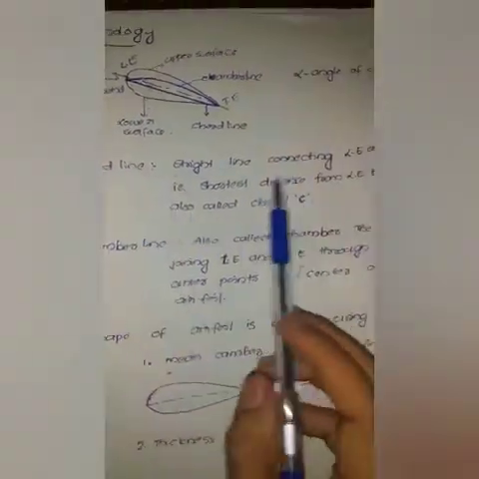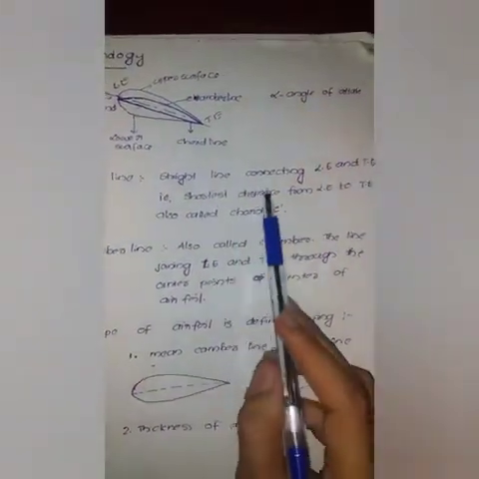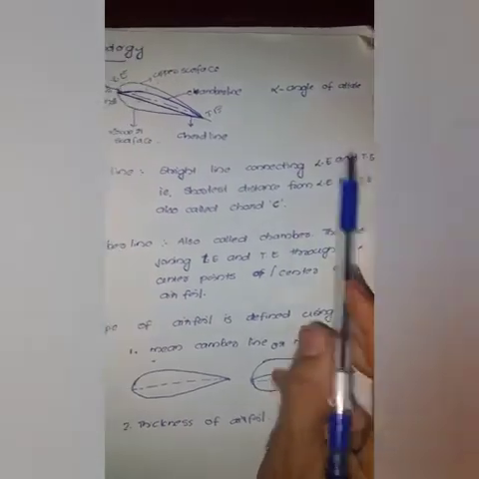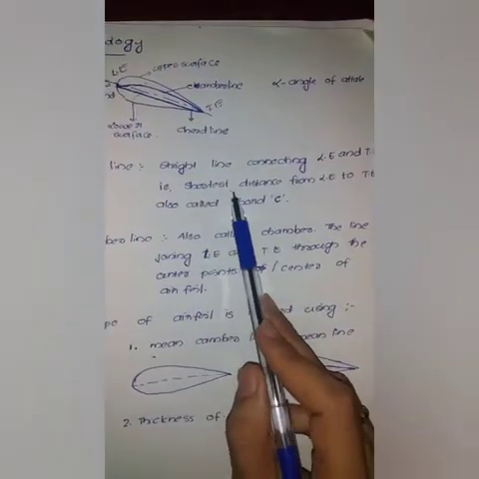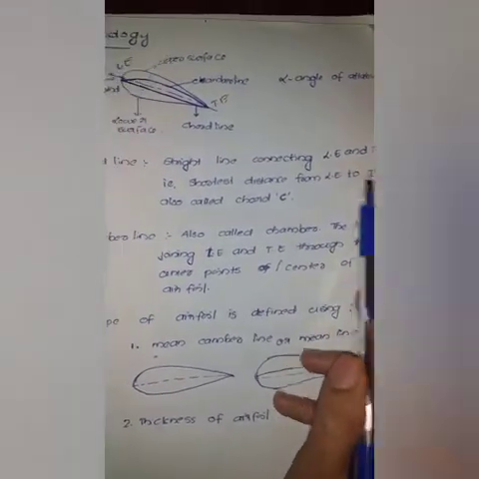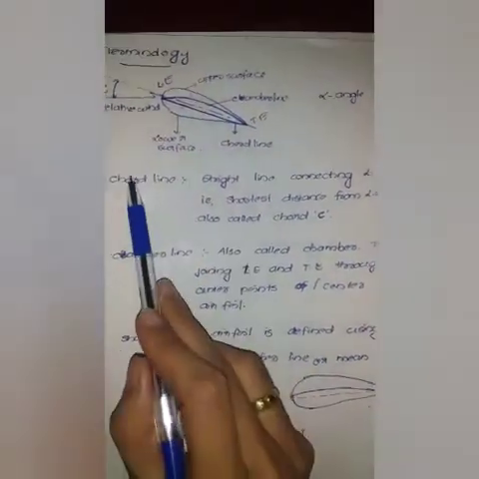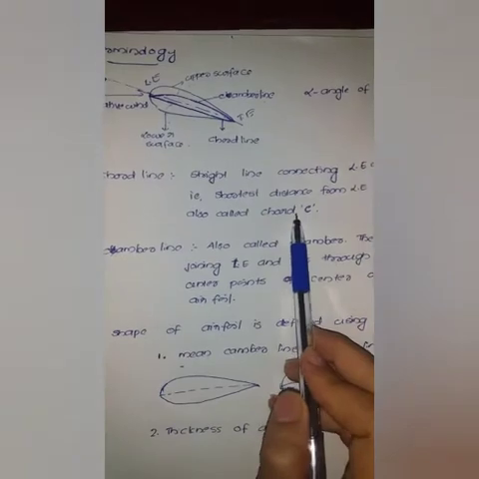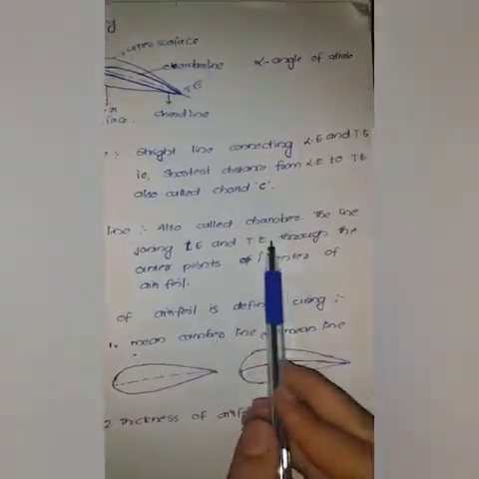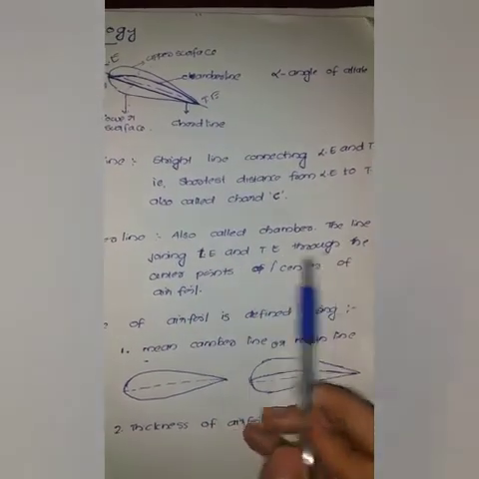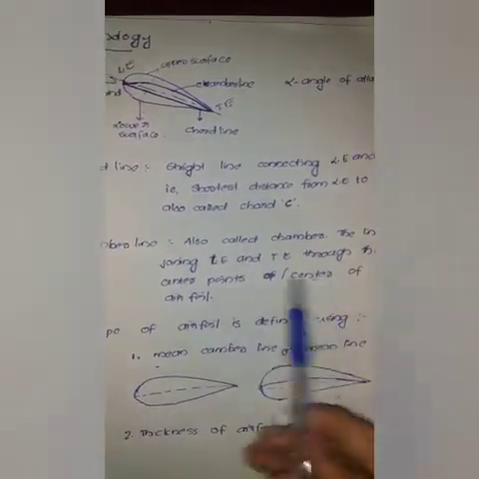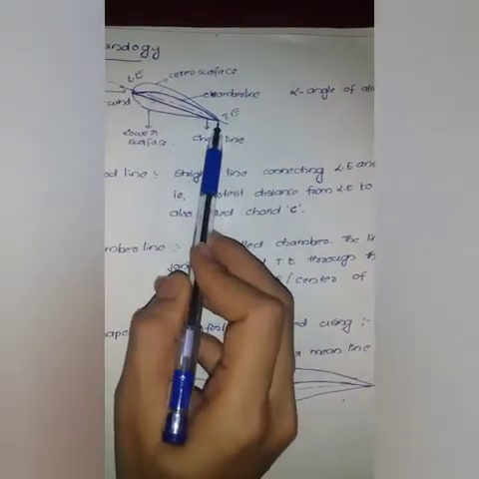Next, chord line. I told you once, it is the straight line connecting leading edge and trailing edge. Or it is also called the shortest distance from leading edge to trailing edge. The chord line is also called the chord, represented by C. Next, camber line, also called camber, is the line joining leading edge and trailing edge through the center points of the airfoil. That's the midsection.